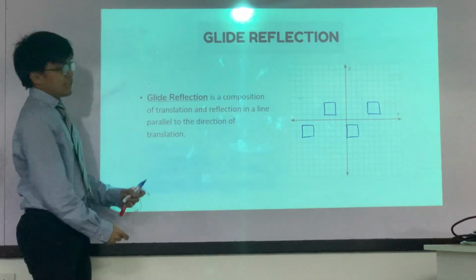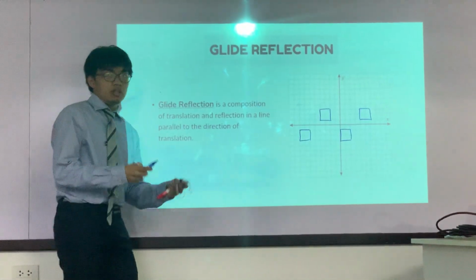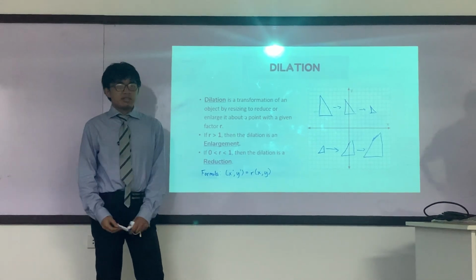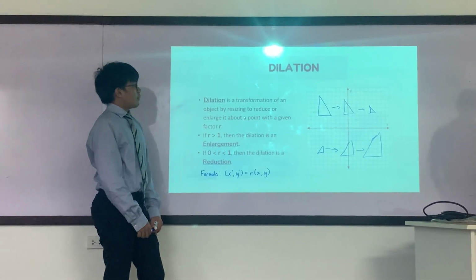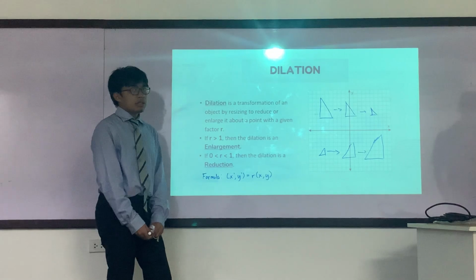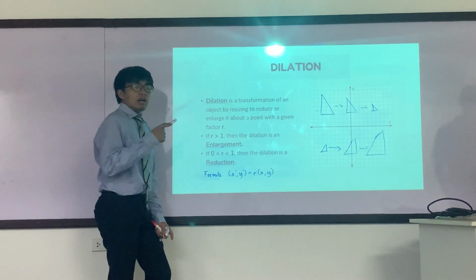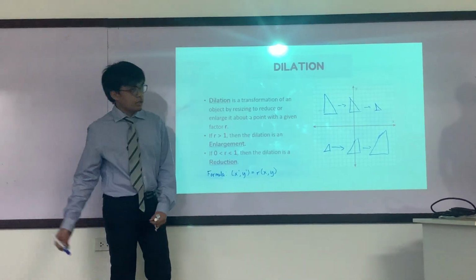So basically, line reflection is just a combination of translation and reflection. Dilation is the transformation of an object by resizing to reduce and enlarge it about a point with a given factor r.